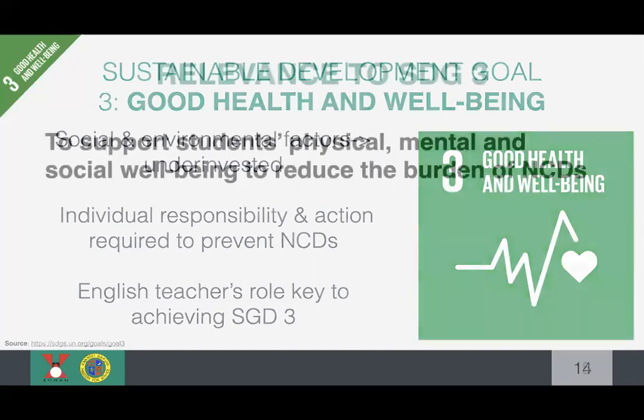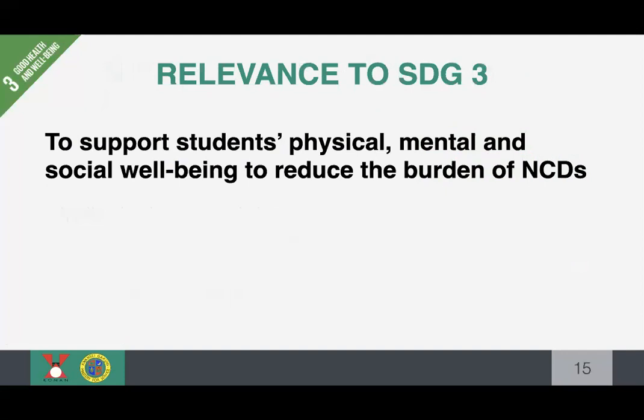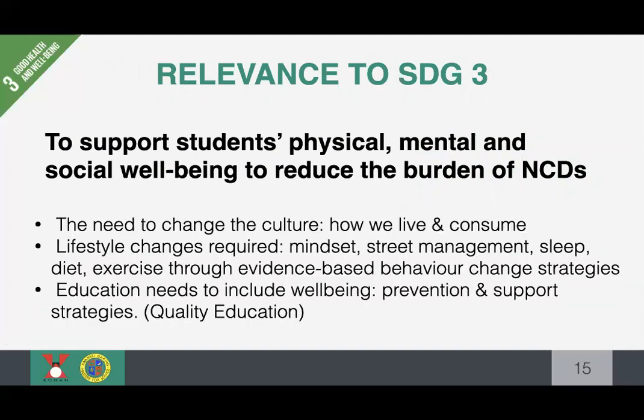All right. So, relevance to this SDG, how is this course going to support students' mental, physical, social well-being? The goal is to reduce the burden of non-communicable diseases because there is a need to change the current culture, how we consume, how we eat, how we move, how much we move. And this is very important and connected to climate change, actually. And one of the most important things we can do as teachers is to help students make lifestyle changes.